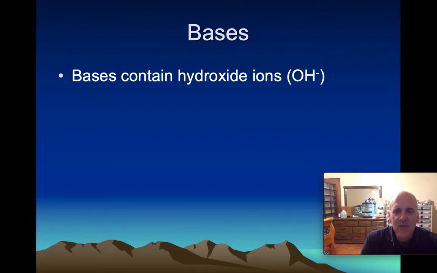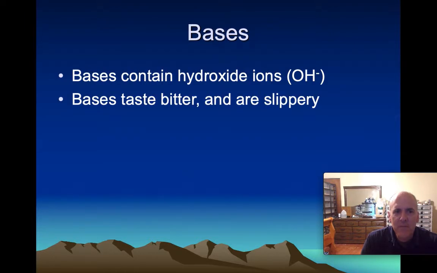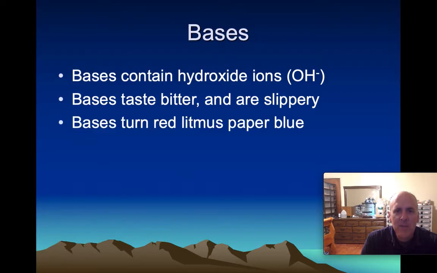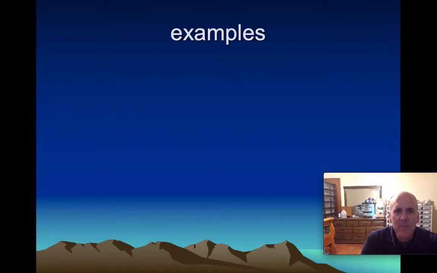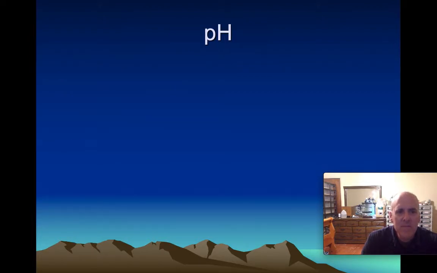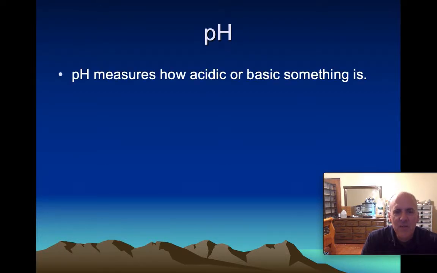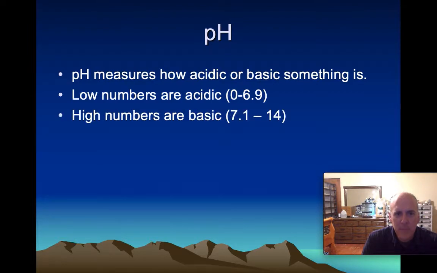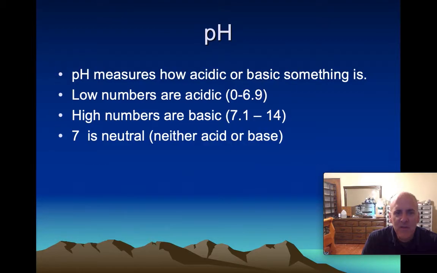Bases contain hydroxide ions, OH-. They taste bitter and are slippery. They turn red litmus paper blue. Examples: drain cleaner, ammonia, bleach, baking soda. And pH measures how acidic or basic something is. Low numbers are acidic. Anything less than 7 is an acid. Anything above 7 is a base. 7 is neutral. It's neither acidic nor basic.